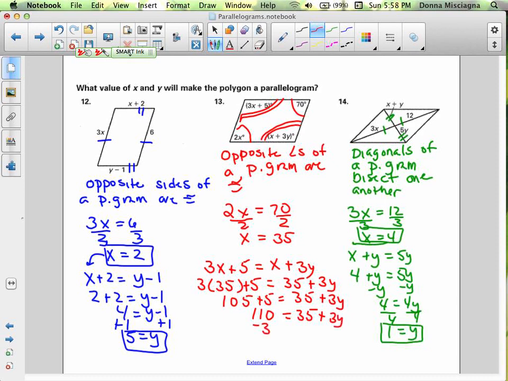Subtract 35 from both sides. So that would be 75 equals 3y. And then divide both sides by 3. So y is 25. All right.